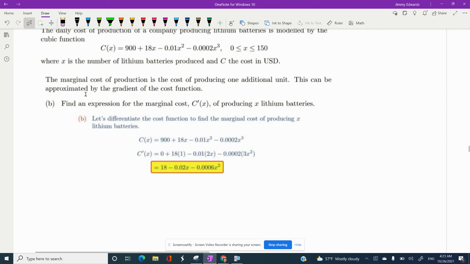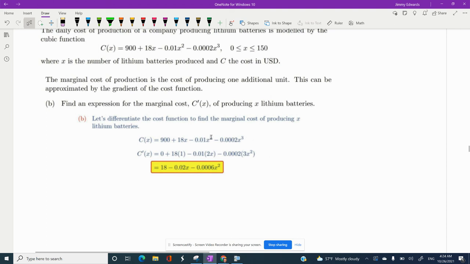This can be approximated by the gradient of the cost function. The gradient means the derivative. Find an expression for the marginal cost, C prime. Well, that just means take the derivative of this using the power rule, which we can do now. The derivative of the constant 900 is 0. The derivative of a linear term is 18. The derivative of this, the 2 comes down. That's where the 0.2 comes from.